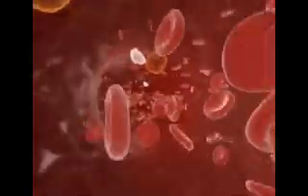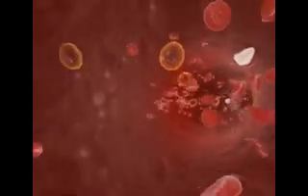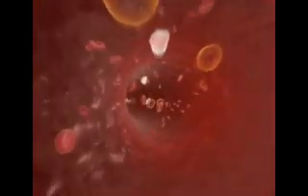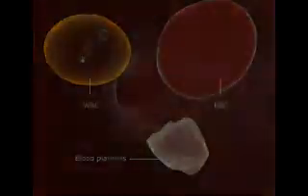Blood is a transporting medium in man and is made up of plasma, red blood cells, white blood cells, and platelets. The red blood cells contain hemoglobin, which carries oxygen to various parts of the body. White blood cells protect the body from disease-causing organisms, and platelets help in blood clotting.